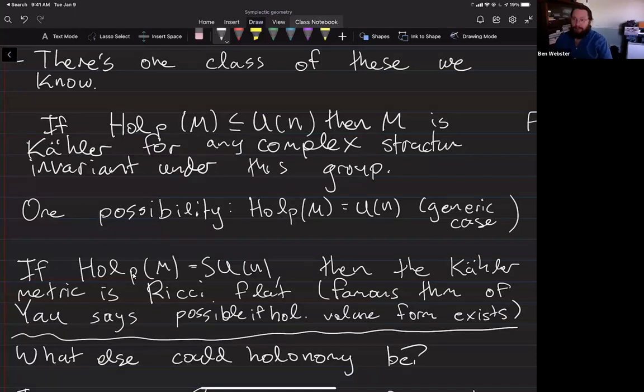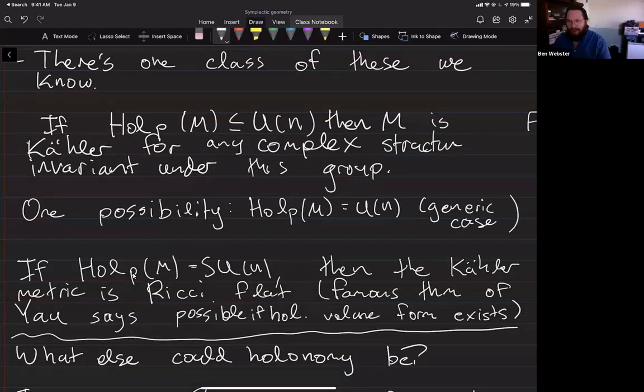But then Yau came along and provided us with this remarkable proof that actually there are a bunch of metrics whose holonomy is SU(n). The condition that the holonomy is contained in SU(n) is more often stated as the condition that the Kähler metric is Ricci flat. And it's a very famous theorem of Yau's that that's possible if a holomorphic volume form on your manifold exists. A common theme here is it's incredibly difficult to write down what the actual metric is. So a lot of the work is finding some other condition which you can actually check, which will tell you that this special holonomy exists. But Yau did provide us with examples where the holonomy is SU(n).